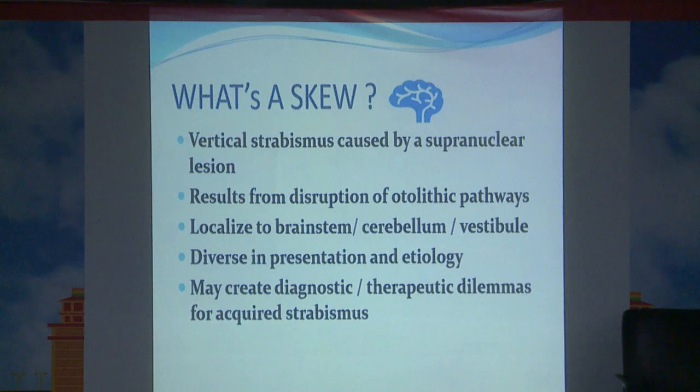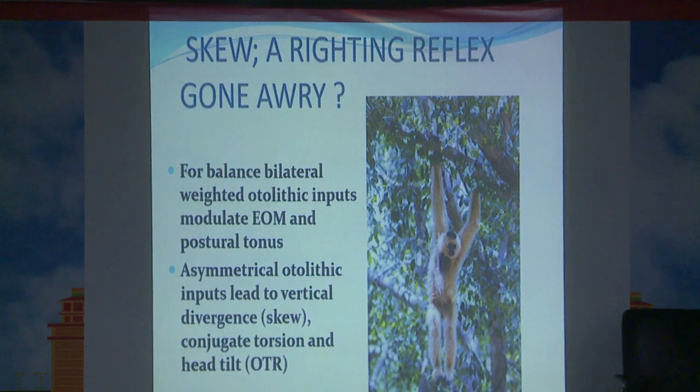So they localize to the brainstem or cerebellum or vestibule, because that is the main part of the brain. The cerebrum part has come later. It is a later addition, you can say, extra baggage. So they are part of the basic brain. Now they are diverse in presentation and etiology, and may create diagnostic and therapeutic dilemmas for acquired strabismus, because at times they mix up with superior oblique palsy, inferior oblique palsy, and a lot of other things.